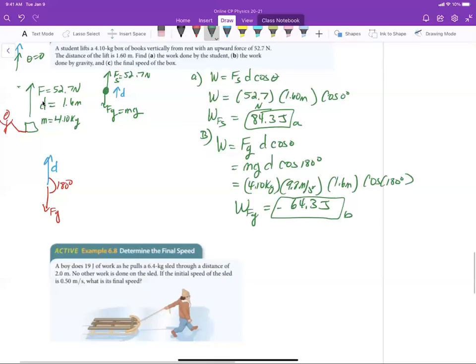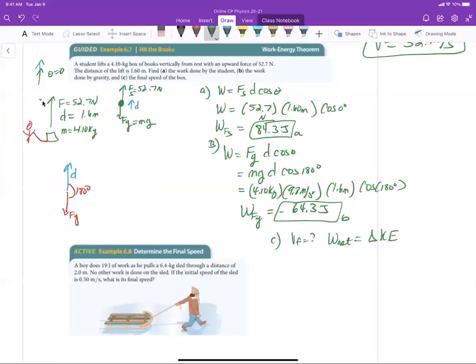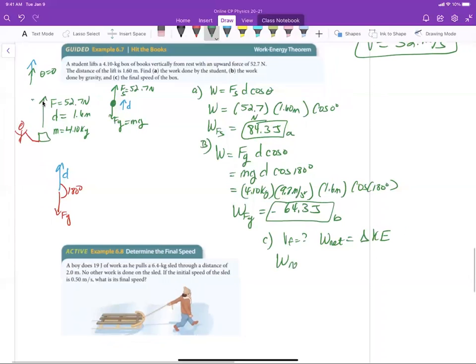All right. C, the final speed of the book. V final equals question mark. Work net is equal to the change in kinetic energy. I know the work net. Work net is equal to the two works of these added together. So it will be 84.3 joules plus a negative 64.3 joules, or subtract it. And that will give me 20.